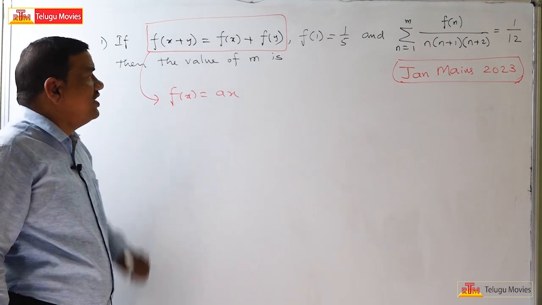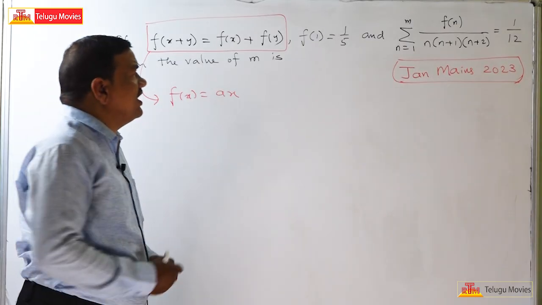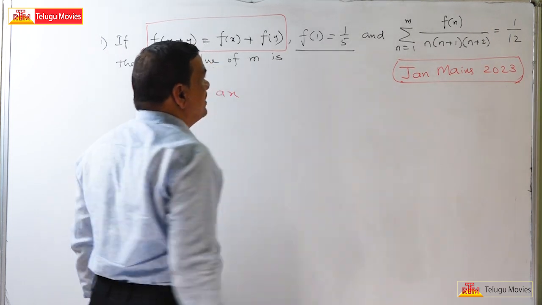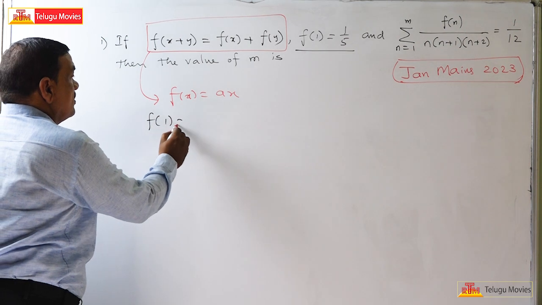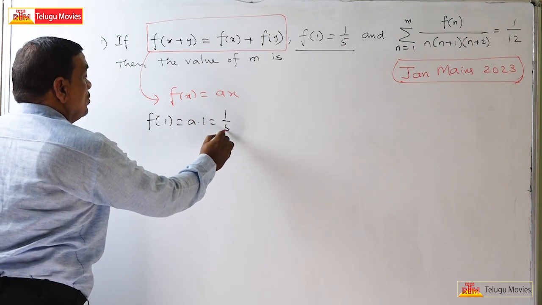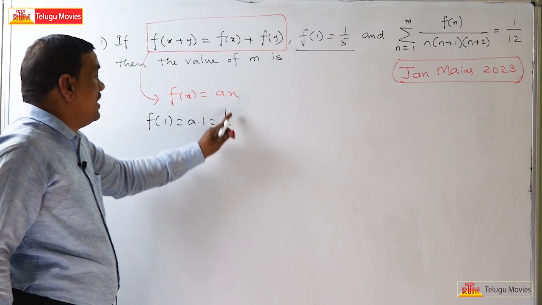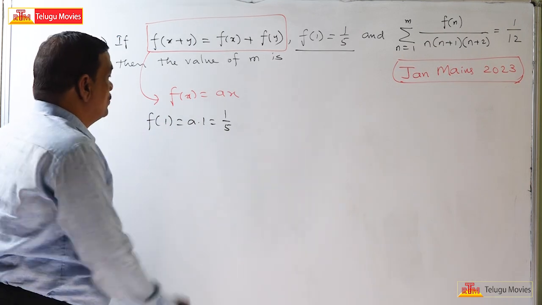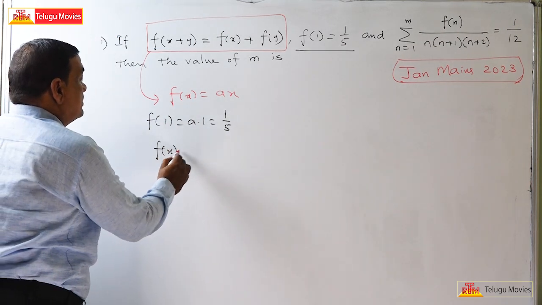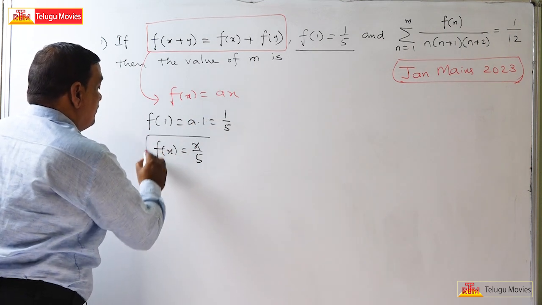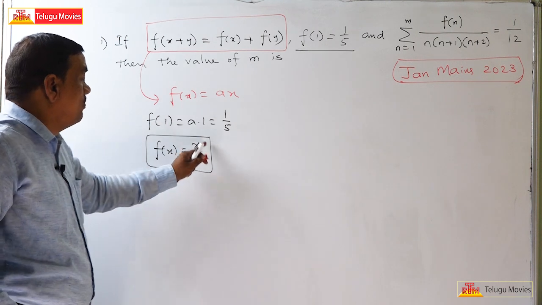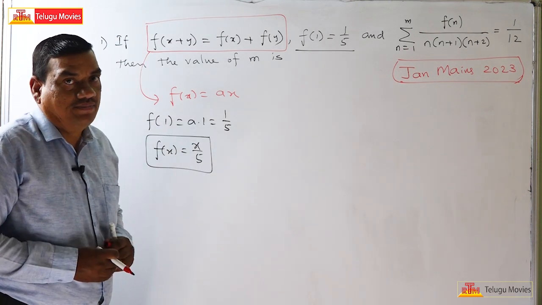Now we have to find out the value of a. To find it, this hint is given: f of 1 is equal to 1 by 5. So what is f of 1? a into 1 is equal to 1 by 5. So the a value is 1 by 5. Therefore our function is f of x is equal to x by 5. So f of x is equal to how much? x by 5. Okay now.